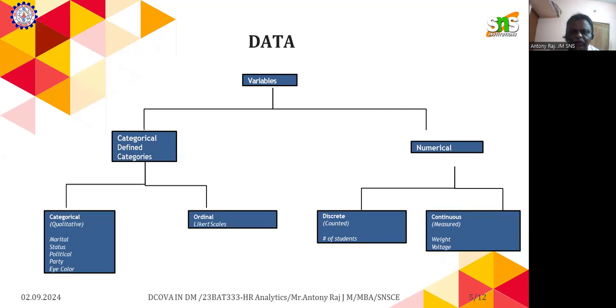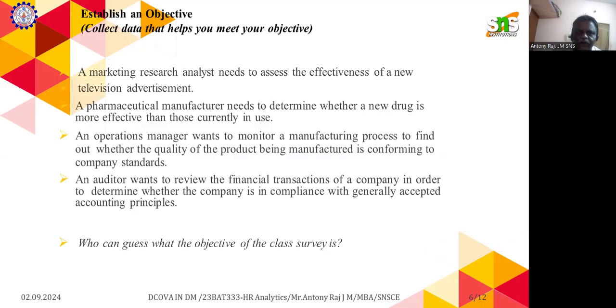Whereas the one more type of data is numerical, where the method of data collection is through measurement. So the data is going to be continuous. Weight and voltage are examples of a continuous type of measurement data. It comes in numerical form.